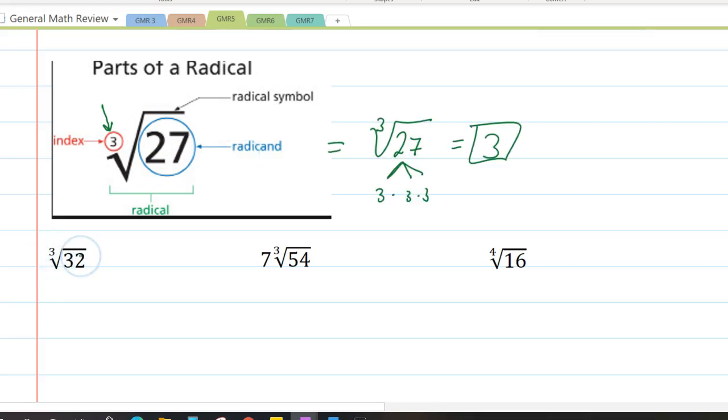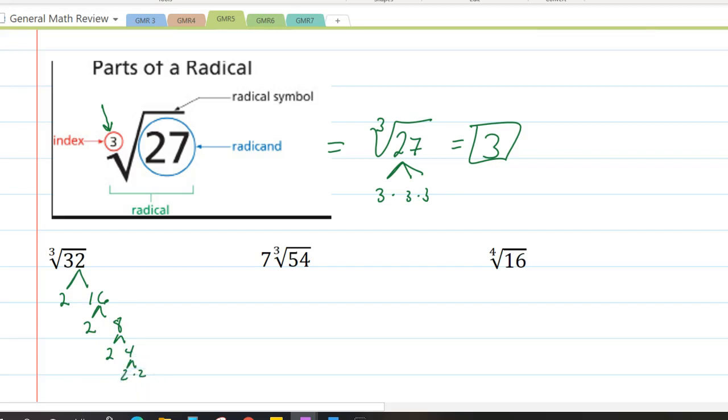Now, we have the cubed root of 32. The 3 is the index, the 32 is the radicand. 32 can break up into 2 times 16. 16 can break up into 2 times 8. 8 can break up into 2 times 4. And 4 can break into 2 times 2.